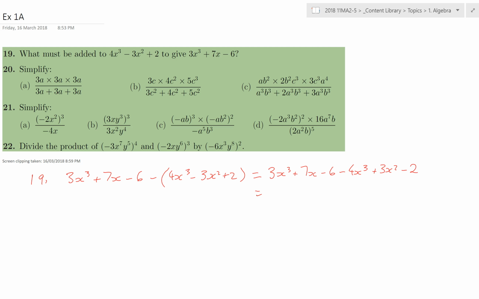Now we're going to go through and collect some like terms. It helps to start with the biggest one. So I've got 3x cubes here and a minus 4, so I've got a negative x cubed. Now, do we have any x squareds? Yeah, I've got that 3x squared. Now I've got 7x here, that's all, plus 7x. And I've got a minus 6 and a minus 2, which is a minus 8. Okay, so what has to be added to this to give this?